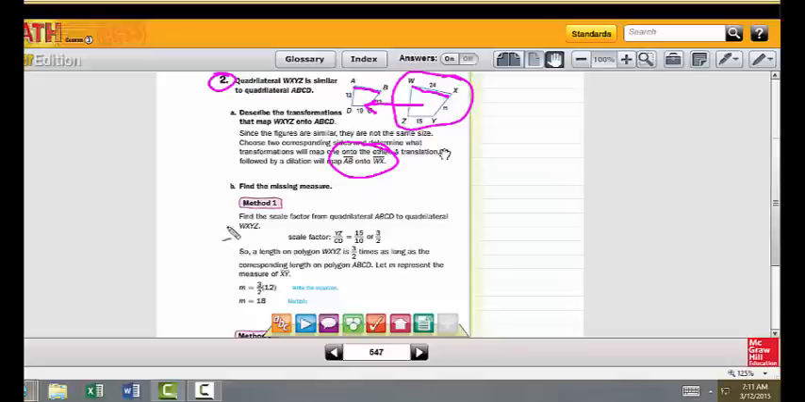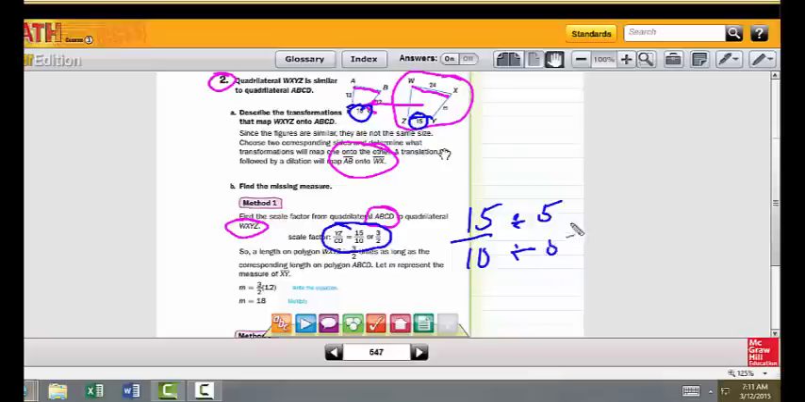So it says find the missing measure. Find the scale factor from quadrilateral ABCD to quadrilateral WXYZ. Well, we do that by taking, let's go YZ to CD, so we have YZ right here to CD, so we have 15 over 10, that's where we get our numbers here. We could divide both of these by 5, and we end up with 3 over 2.